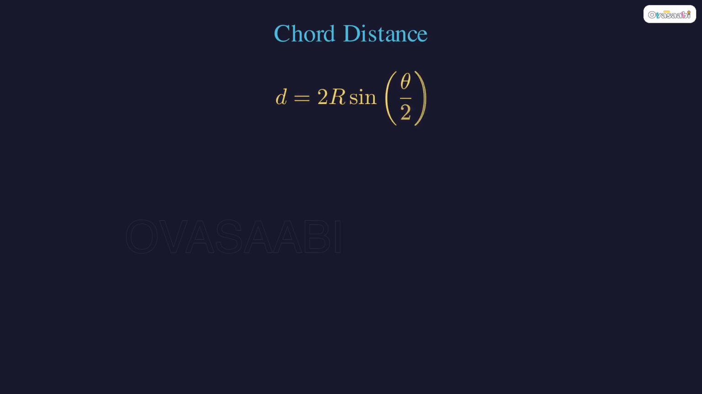The straight chord distance uses d equals 2r sine θ/2. Arc distance is longer than chord distance, like walking around versus cutting across.